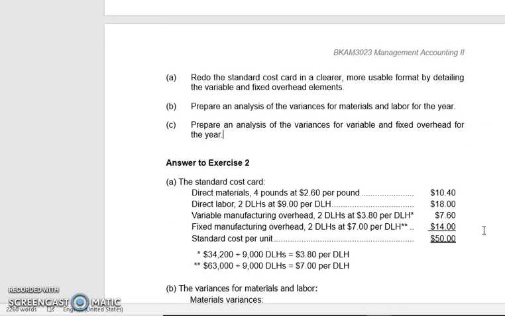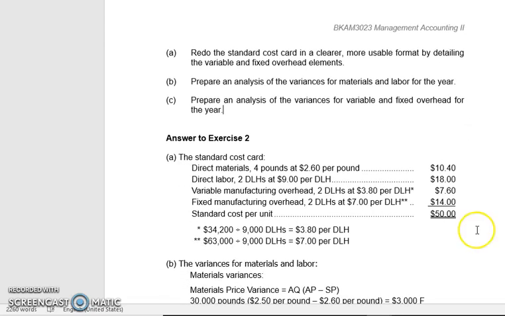So let's take a look at the first one, the standard cost card: direct materials, direct labor, manufacturing overheads. So the calculations are given there. You can take a look at the calculations. Fixed manufacturing overheads, and we get the standard cost per unit, $50.